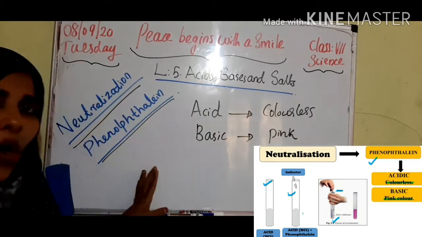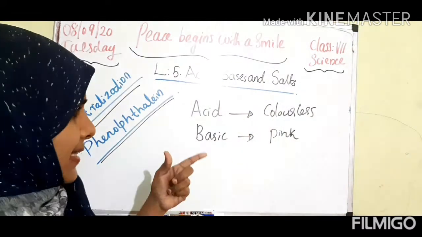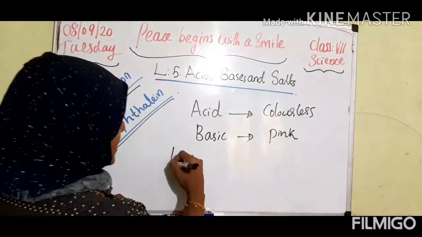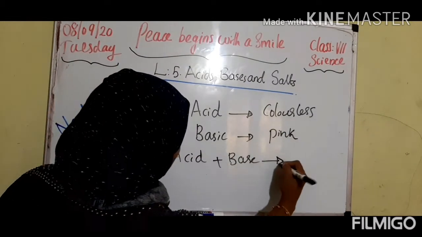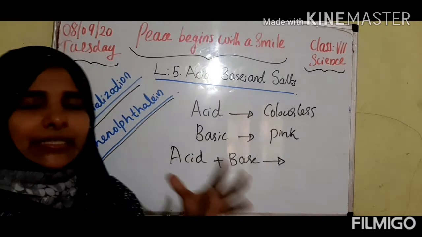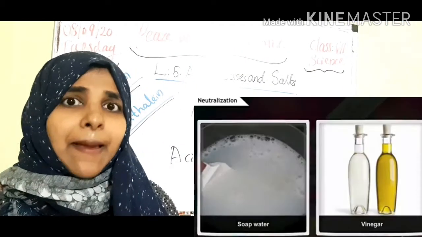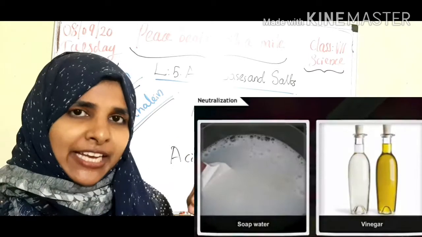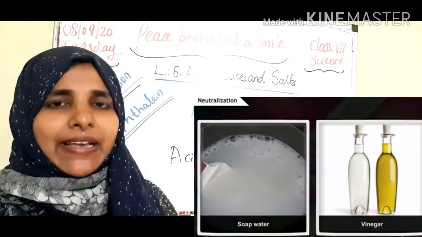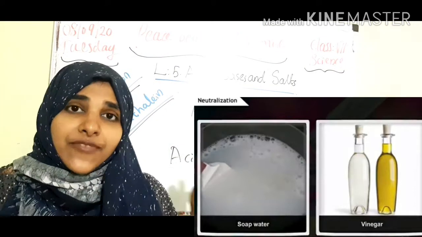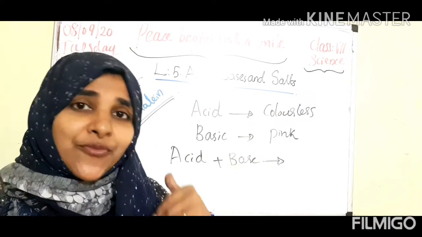All of you should do one experiment in your home. You have to mix the acid and base, then you will get one neutralized solution. For example, you can take soap solution. It is a base, right? Basic in nature. That soap solution you have to mix with one acidic solution, that is vinegar you can take, and mix with the vinegar. What will you get? You just inform the result.